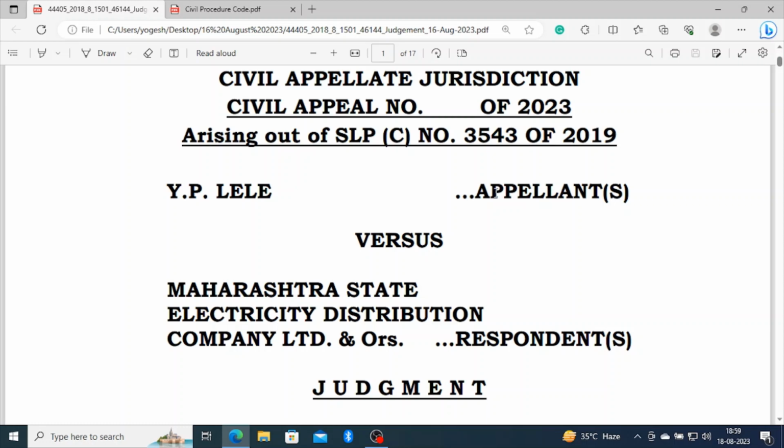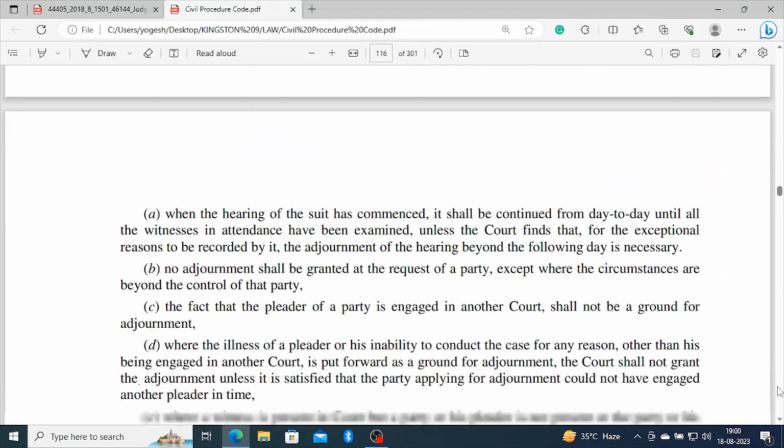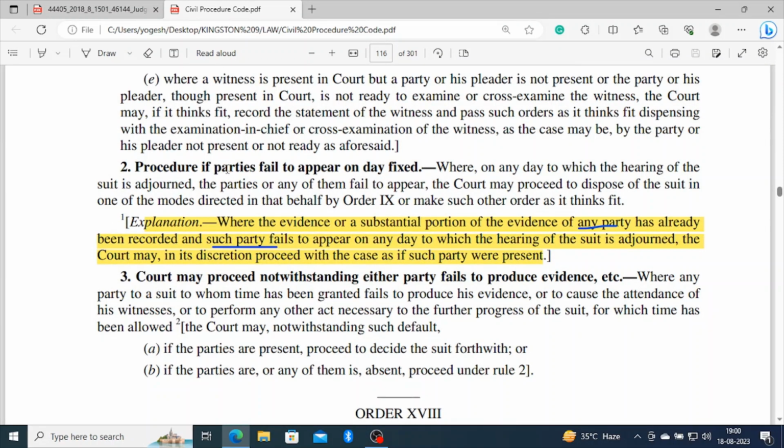So in this judgment, we will see Order 9, Rule 13 of the Civil Procedure Code, as well as Order 17, Rule 2 of the Civil Procedure Code, in which the Supreme Court has analyzed Rule 2 as well as the explanation made in Rule 2. Order 17 speaks about adjournment. The contents of this Rule 2 say the procedure if parties fail to appear on the date fixed.